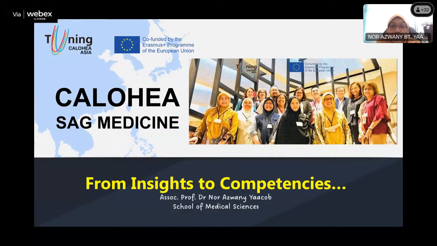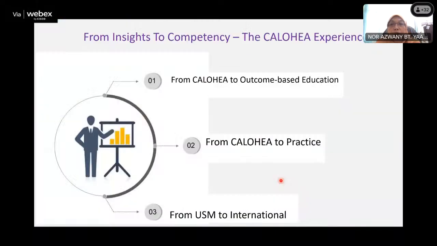And these are some of our members from University Malaya, from Vietnam, from Indonesia, from the Philippines, and an advisor from the Tuning project, and Dr. Anna. Okay, so after listening to both Prof. Taksia and Prof.